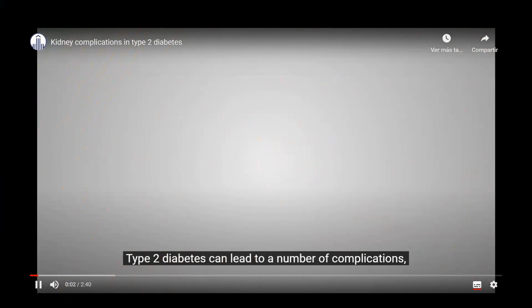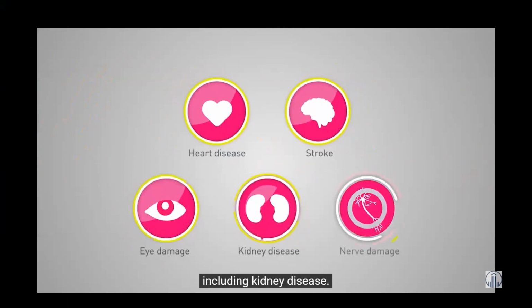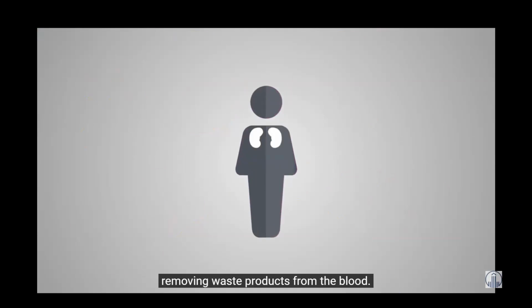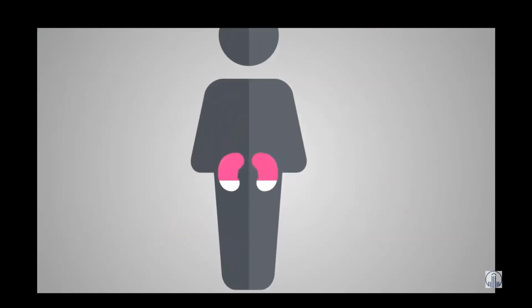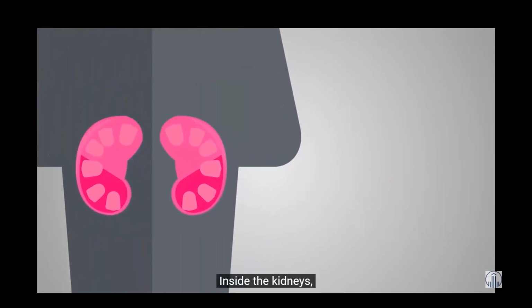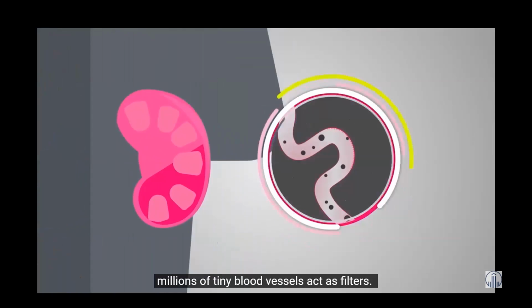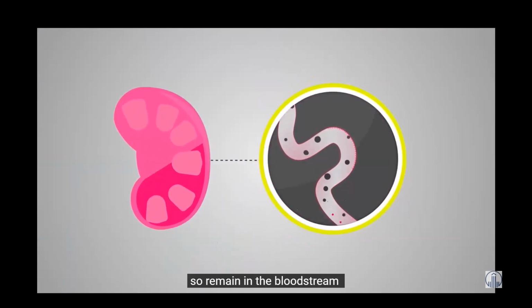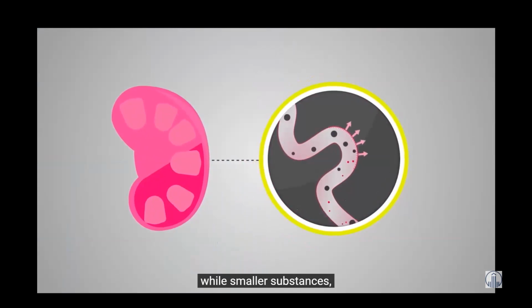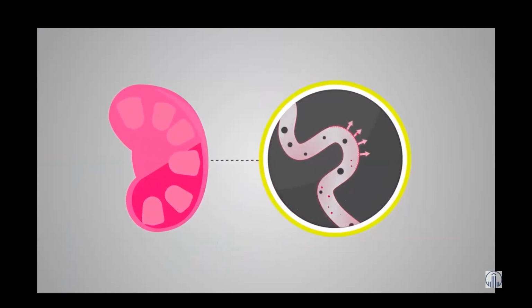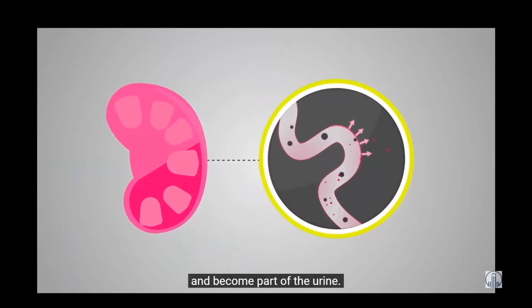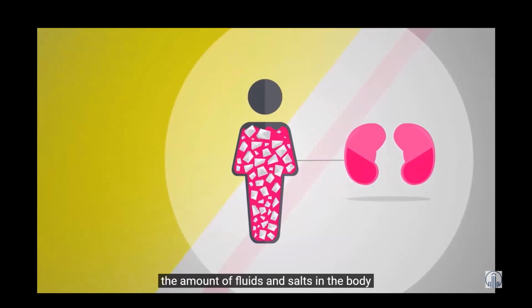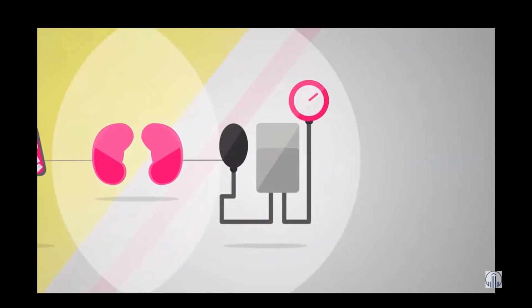Type 2 diabetes can lead to a number of complications, including kidney disease. Healthy kidneys play an important role, removing waste products from the blood. Inside the kidneys, millions of tiny blood vessels act as filters. Many substances are too big to pass through the filters, so remain in the bloodstream, while smaller substances, including some waste products, flow through the filters and become part of the urine. Kidney function helps to regulate the amount of fluids and salts in the body and control blood pressure.